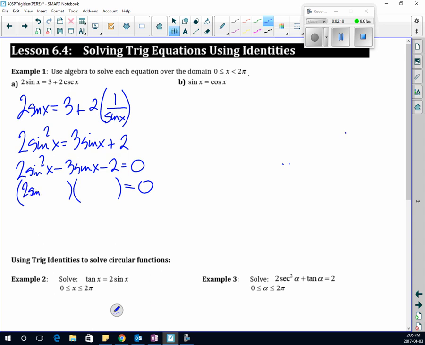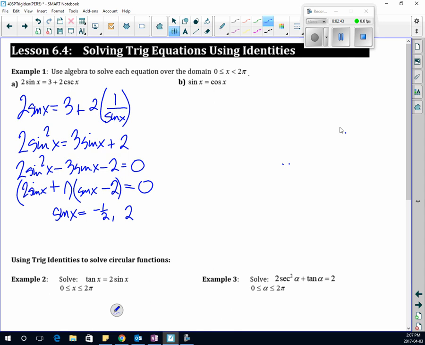2 sine x and a sine x. The outside would have to be a 2 and a 1, yes? And a plus and a minus, because we need to have a minus 3 there. So that means then what? Sine x equals, what do we get out of the, yeah, negative 1/2 and positive 2. And then at that step, what can we do?